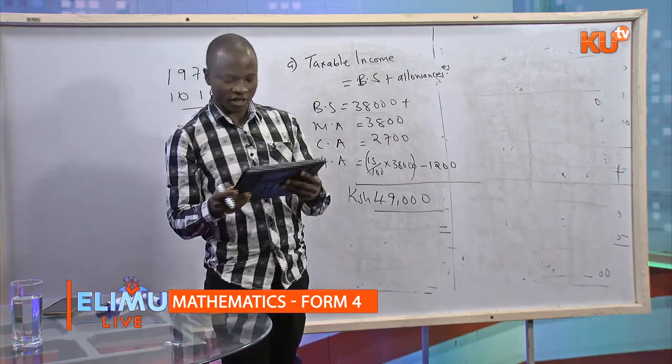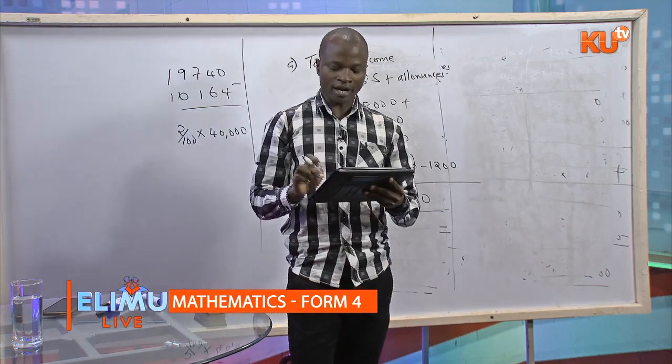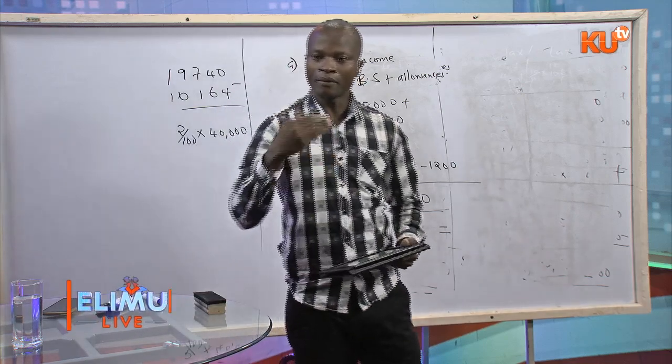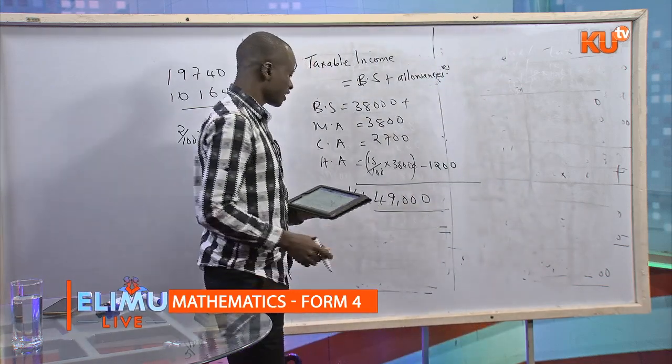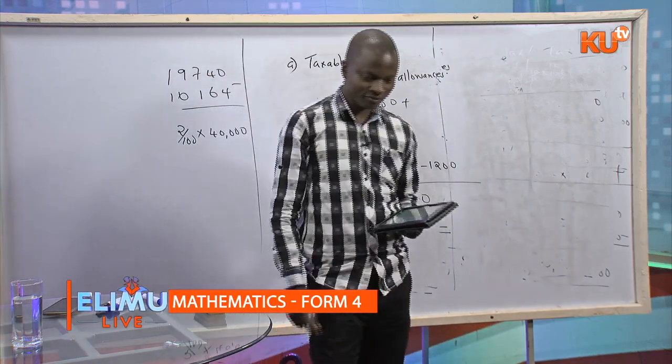Remember the question said, find her taxable income in Kenyan pounds. So how do you convert 49,000 Kenyan shillings into Kenyan pounds?